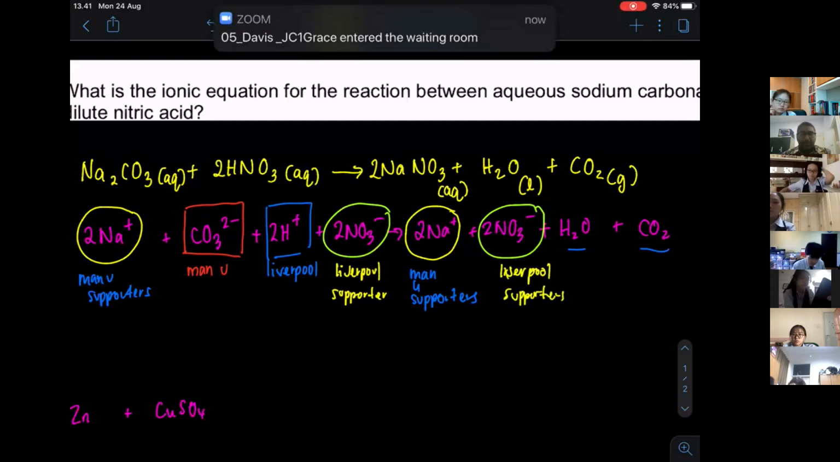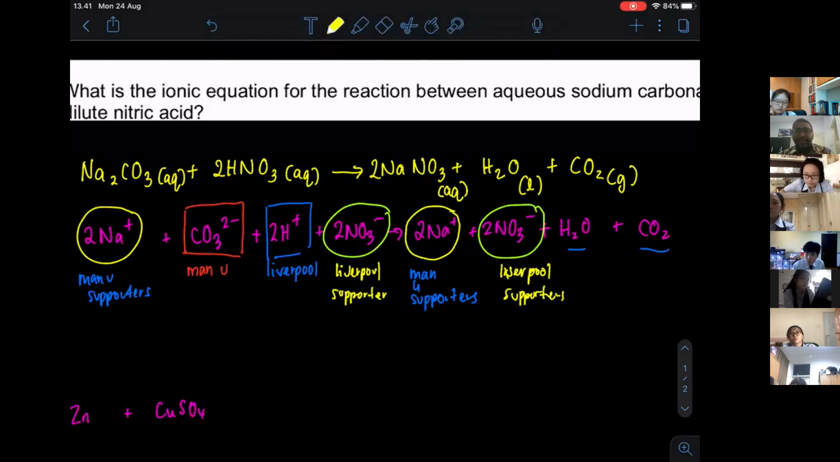Now, what happens over here when there is a game, and Man U and Liverpool play the game, and then one of them wins? Let's say in this situation Man U won, and then they give you the product. Let's say Man U won, to give you carbon dioxide, so Liverpool lost.